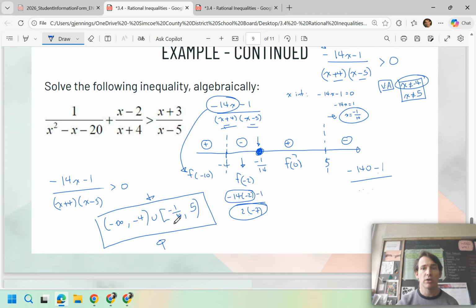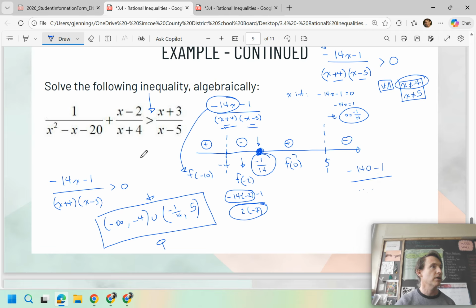Kunal? Why is the negative 1/14 included? Because that, oh yes, right, because this is, it should not be included. If we changed that one to being like that, then it would be included. But I got hung up on the fact that it was not an asymptote, but an intercept, so therefore include. But you're absolutely correct, because in this case, this one here is greater than, not greater than or equal to.